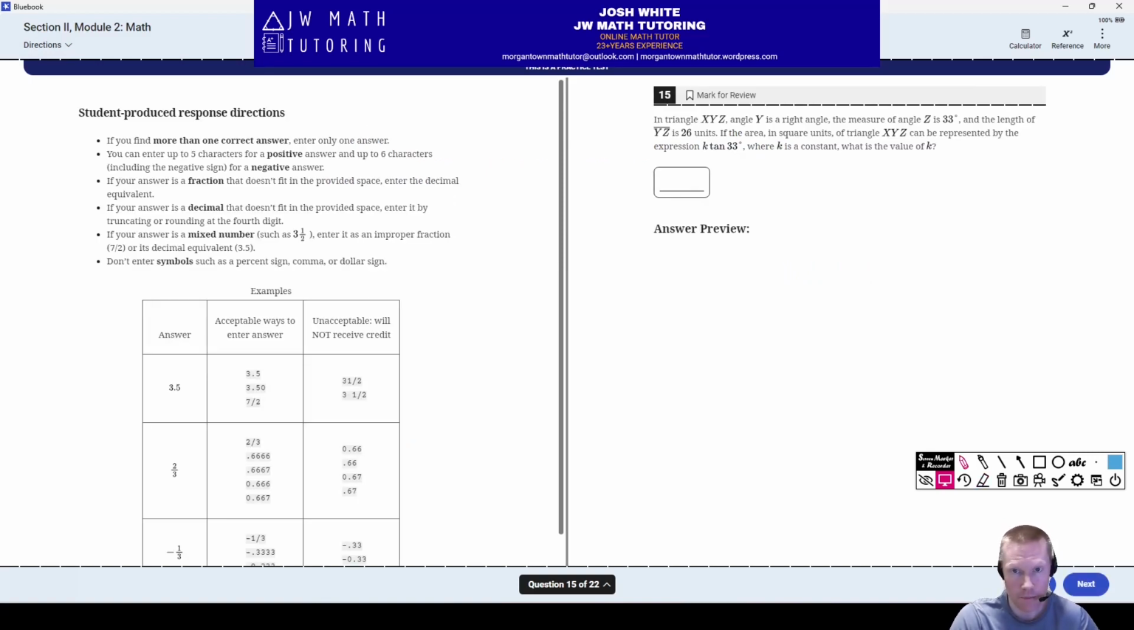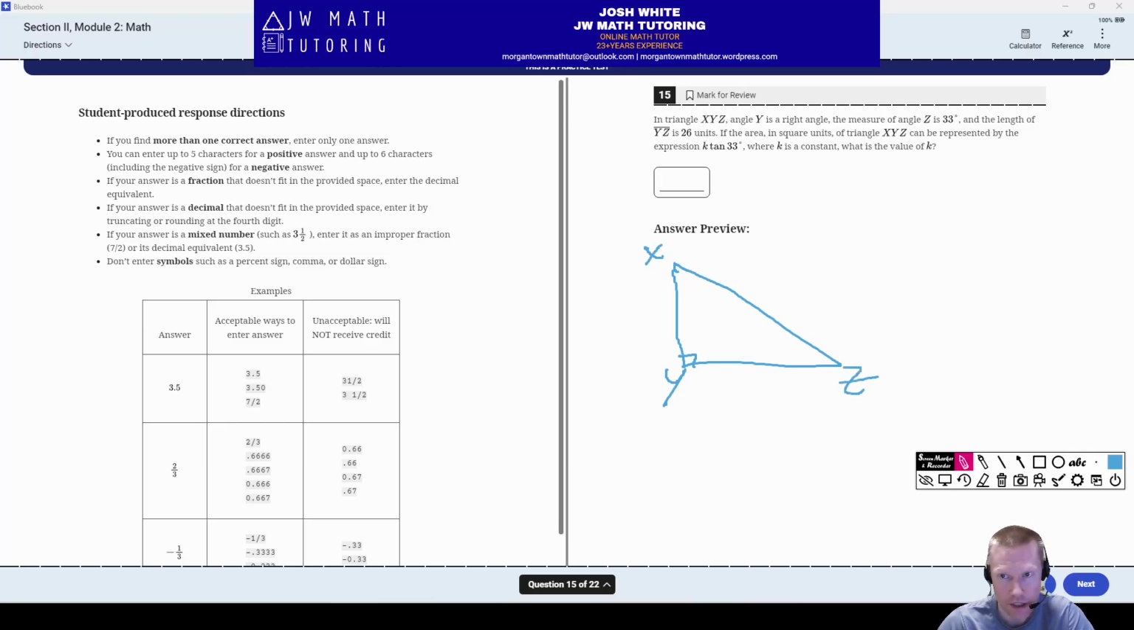All right, next up, we have a question with a right triangle and some basic trig. So let me just look at my notes here. The right angle is y. I'll put x up here, z down here. Z is 33 degrees. YZ is 26 units. Okay, they tell us that the area of this triangle, so remember area is 1/2 base times height, is equal to k tan 33.